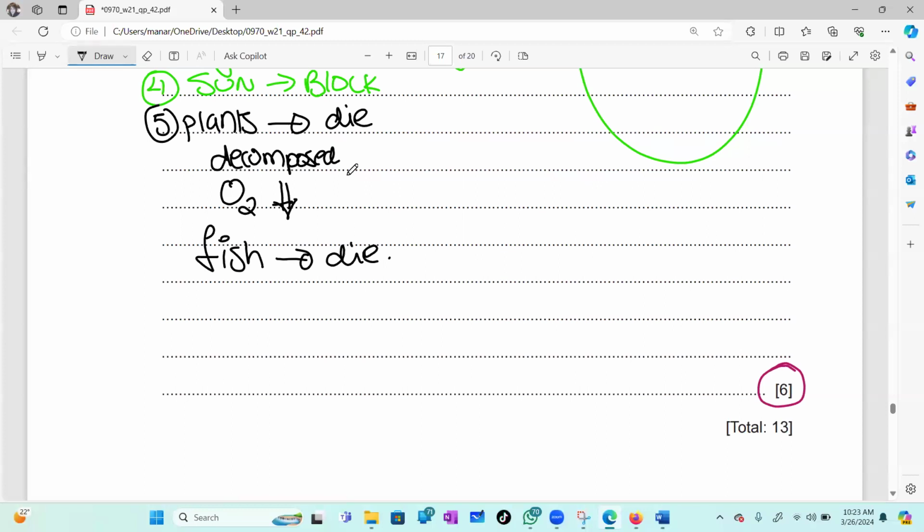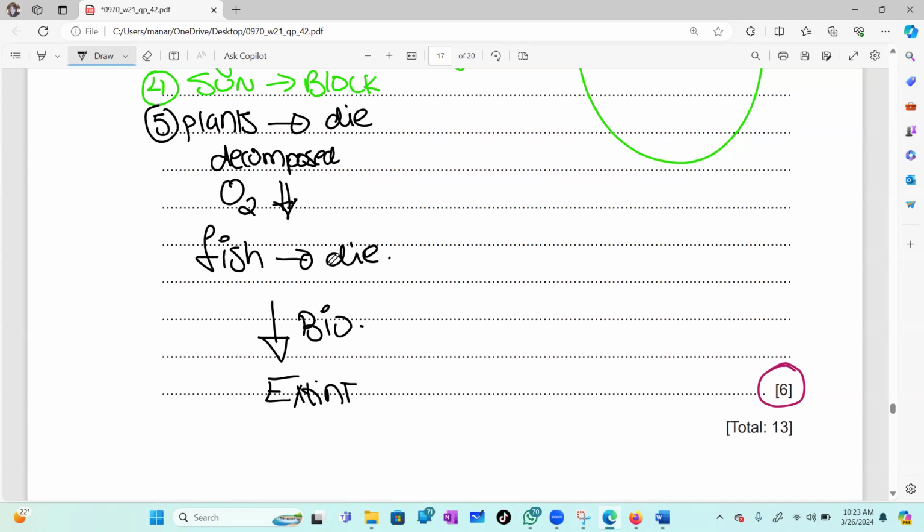I have an overgrowth of algae. And when the plants die and the fish die, this is going to decrease biodiversity and disrupt food chains. And it's going to cause extinction to some plants and animals. That's it. You'll take the 6 out of the 6, only if you know what eutrophication is. It's not monoculture. It's got nothing to do with that.